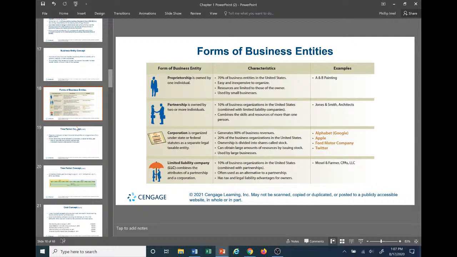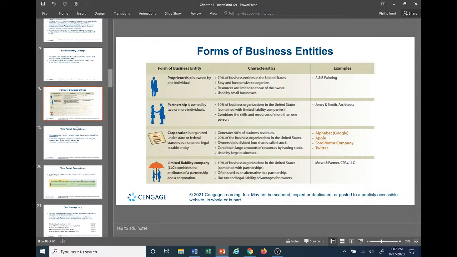So 10% of business organizations in the United States, once again, combined with partnerships, are LLCs, often used as an alternative to a partnership. It has tax and legal liability advantages for owners. One of the cool things about the LLC is you can get the tax benefit of a proprietorship or a partnership, so it can be a pass-through to you. But you can also obtain the legal liability advantages of a corporation. So you're limited as to what people can come back on the actual owner outside of the actual business itself.